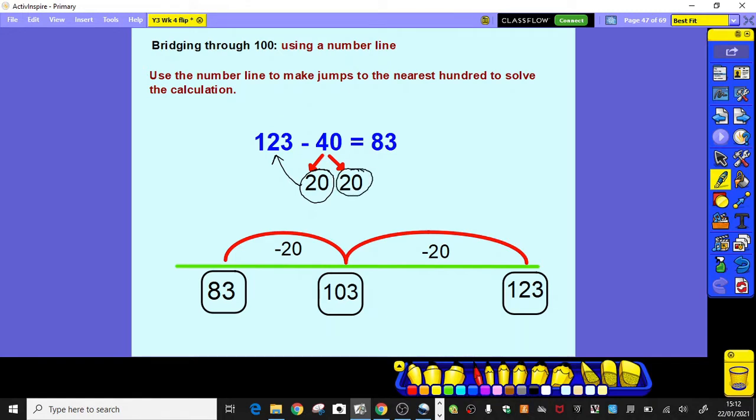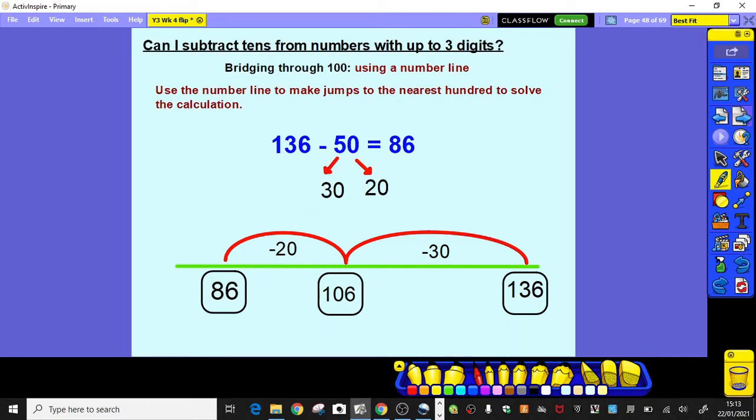So here we've got 123, subtract 40. If we take away 20, you can see from my number line, we go from 123, take away 20, and that gets us to 103. And then we need to take away another 20, and 100 take away 20 is 80. Our ones digit stays the same through the whole of the calculation, because we're taking away 4 tens and we've got no ones to take away in this particular example.